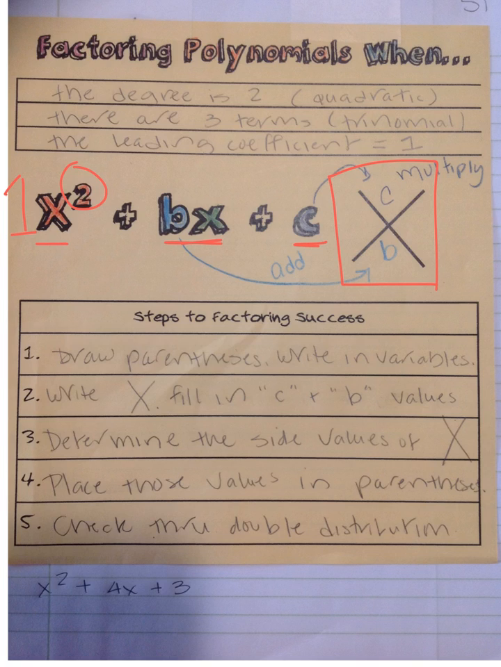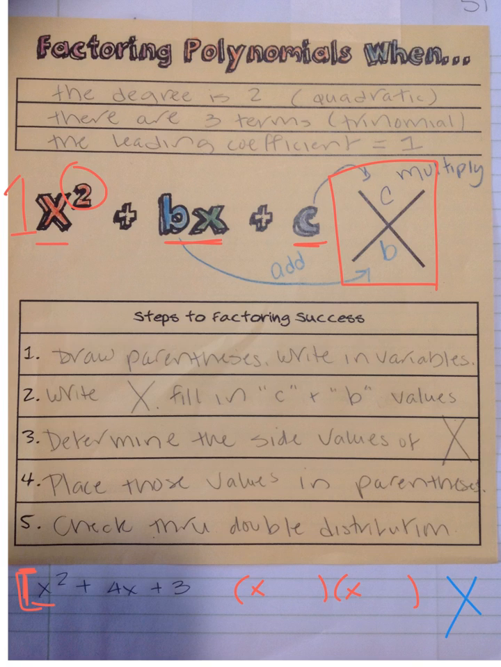I have an example all the way down at the bottom, right here, x squared plus 4x plus 3. The first thing you do is you draw in the parentheses. So I'm just going to make my parentheses right here. And then you're going to write in the variables. So we have an x and an x, because we know x times x gives you x squared. So then you can go ahead and make that x, there's the x, and fill in the c and b values.